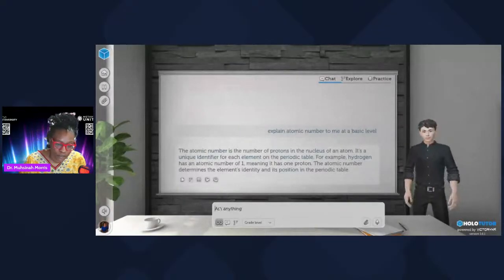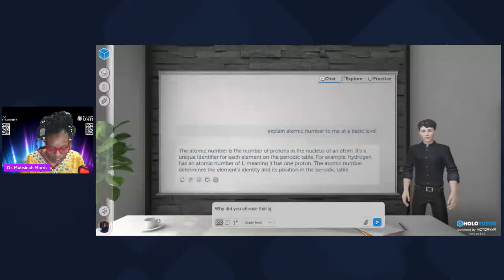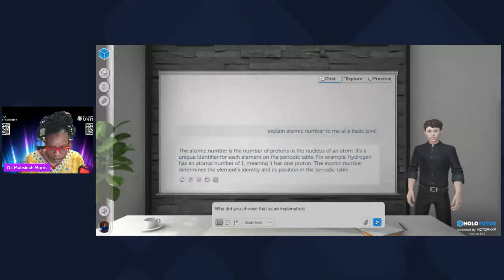Some of the things that you don't think that you can actually ask these conversational avatars is things like, why did you choose that as an explanation for me?